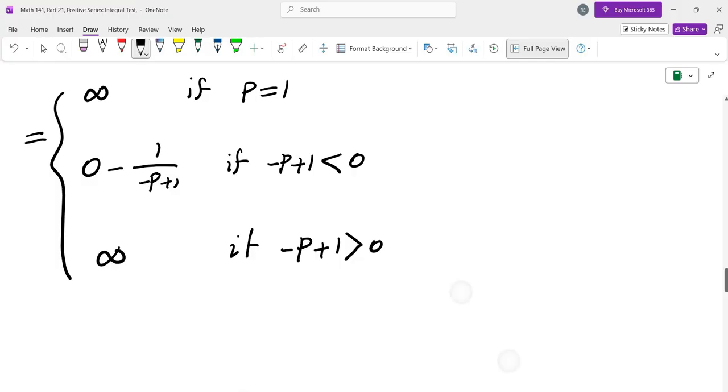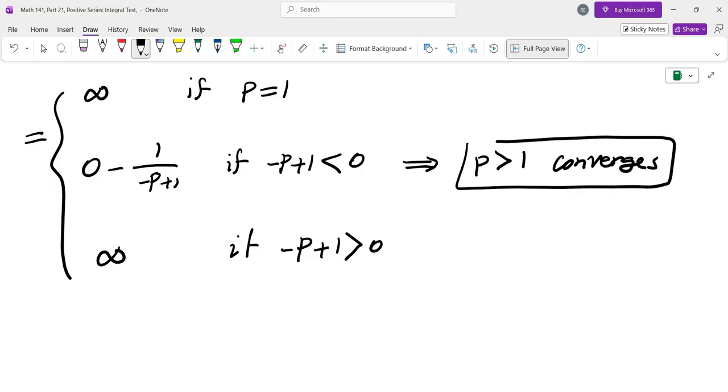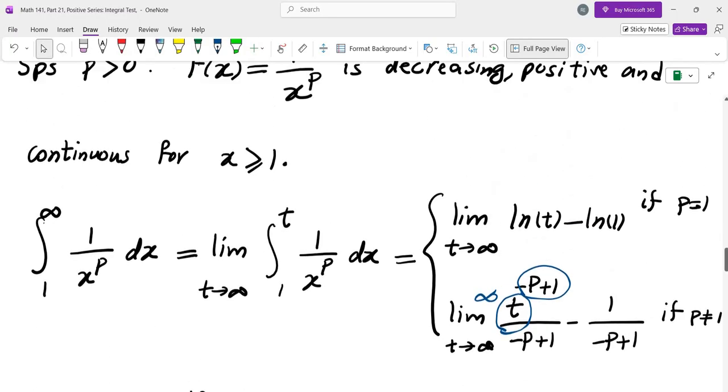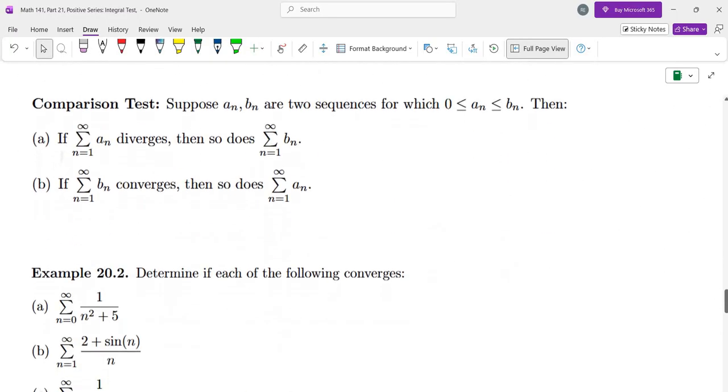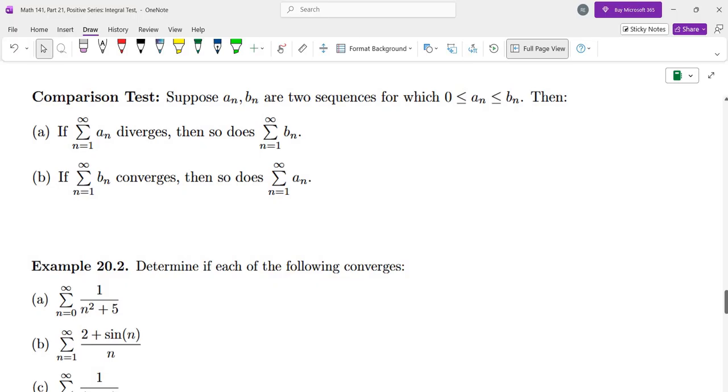So as we see, this is the only case that this converges. So that means when p is more than 1, it converges. And when p is less than or equal to 1, it diverges, which is what the p-test tells us. So let's look at the next test. The next test is what we call the comparison test.